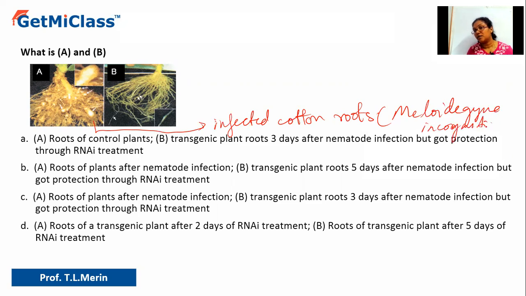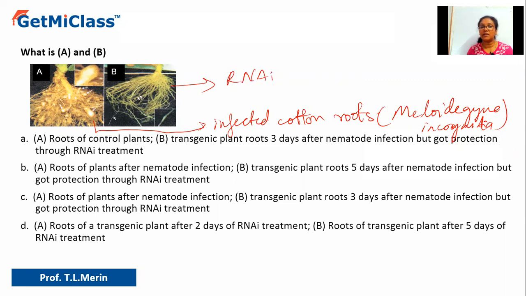This is a type of what? This is a type of nematode which causes infection in the tobacco plant. Now this one, what you see, has undergone the treatment. What kind of treatment? We call it RNAi treatment.